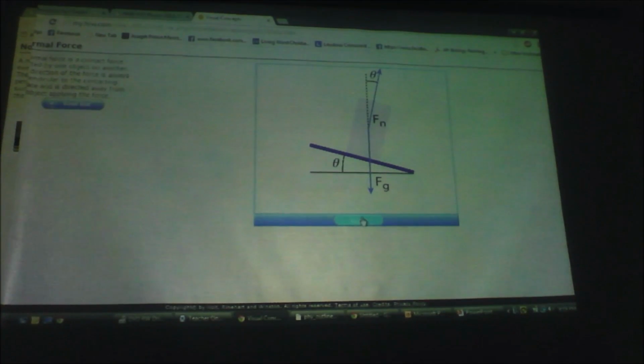Okay, so it's perpendicular to the surface. So notice as you raise the incline, it's still perpendicular to the surface.